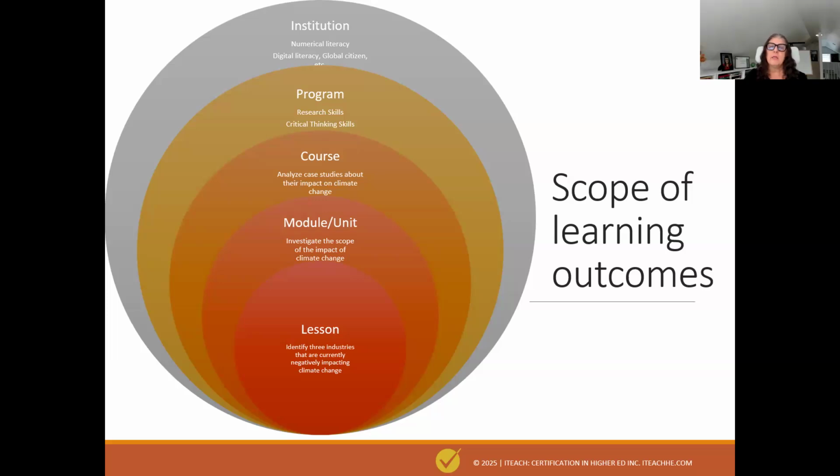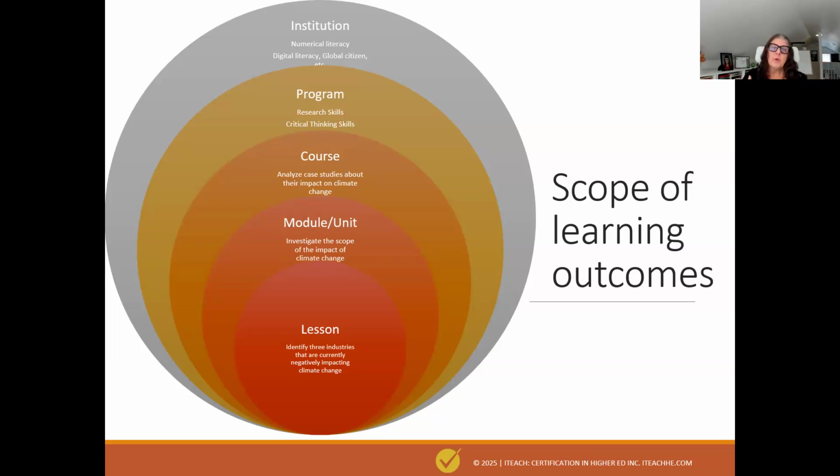They can be, but it really looks at different areas, some really typical ones, critical thinking skills. I think almost all programs have that integrated into it somehow. But research skills might be part of it, or numeracy skills might be part of it. It just depends on what the program is. So that's at the program level.